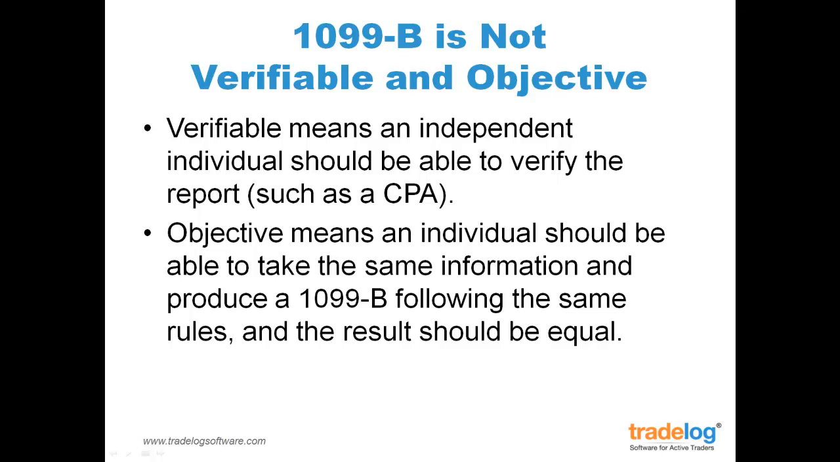But connected also with being verifiable is also being objective. An independent individual should be able to take the same information and produce a 1099-B following the same set of rules and get the same results. That's part of being objective. Again, getting results that can be verified independently.